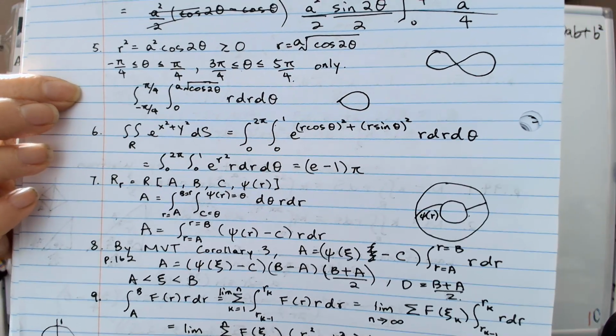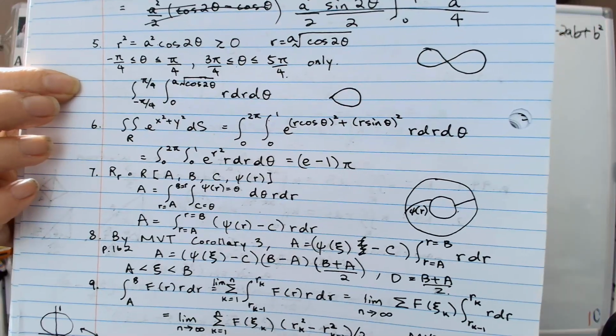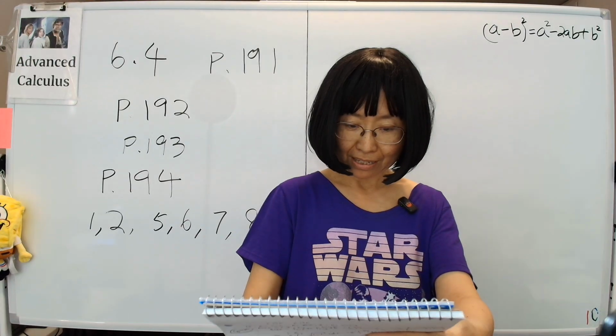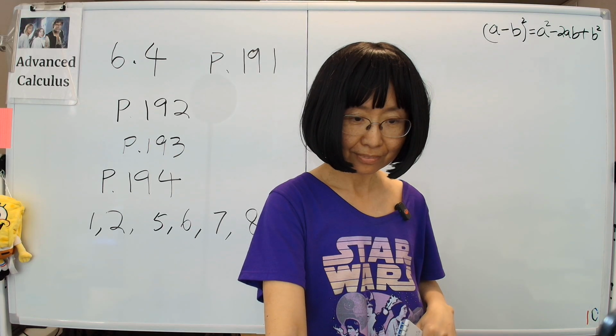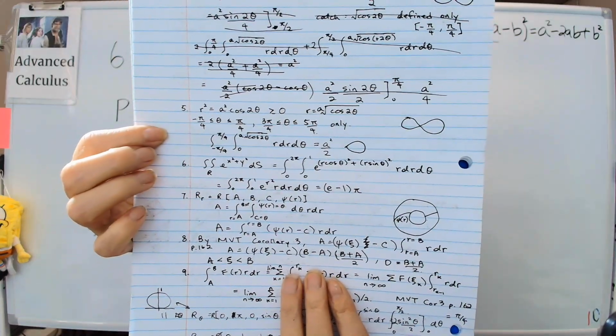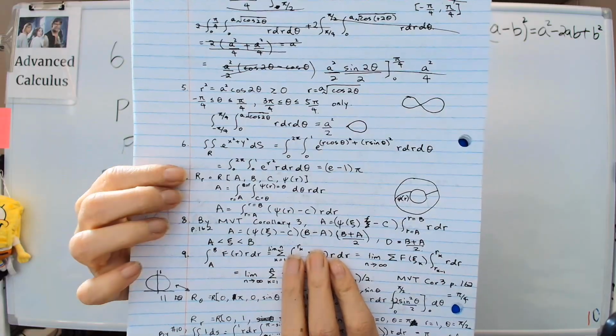Where's the answer? Did I even write down the answer? I don't see the answer anywhere. Why is that? Let me write down the answer. All right, so I got it down. There's the answer, a squared over 2, and that should be okay.